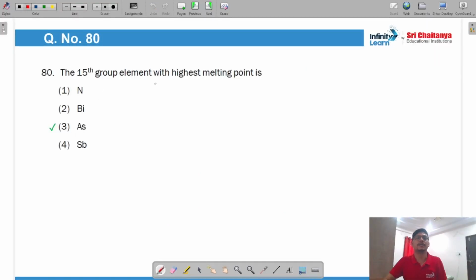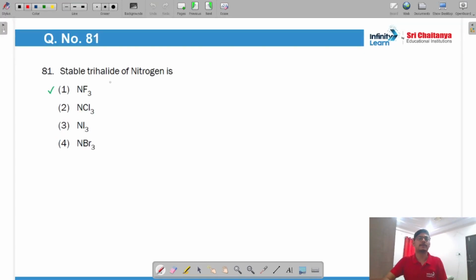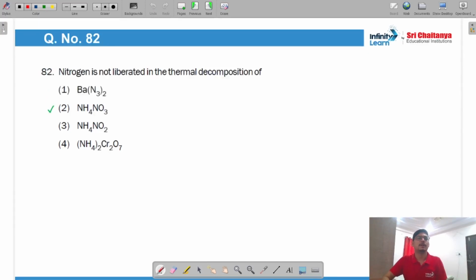The 15th group element with the highest melting point is arsenic. The stable trihalide of nitrogen is NF3 because of the strong N-F bond. Others are either unstable or explosive. Nitrogen is not liberated in the thermal decomposition of ammonium nitrate because it gives N2O, nitrous oxide, plus water, right? All others give nitrogen as one of the products.